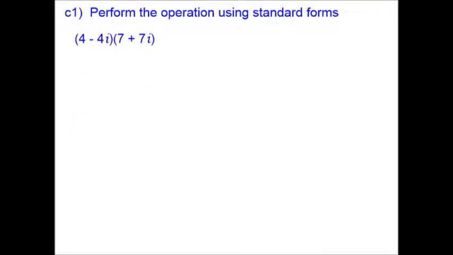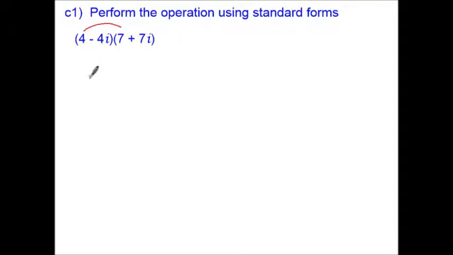Now, part C is, to me, kind of two different parts. I'm doing the standard forms and then checking the answer, so here's kind of part C1. Okay, using the standard forms. Now, unfortunately, with the standard forms, we have to resort to basically what we did in Algebra 2 and kind of do a FOIL sort of thing.